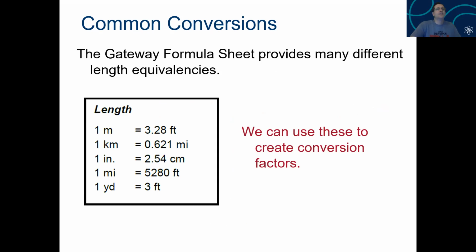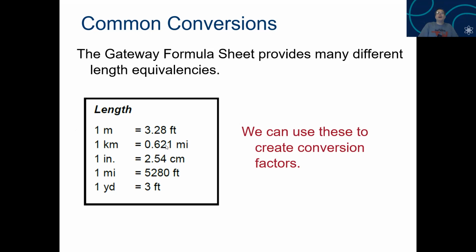So here's some conversions. You should know that 1 meter is about a yard, 3.28 feet. A yard is 3 feet. You should know that they're kind of close. You should know that kilometers and miles are kind of similar, but miles are longer than kilometers. 100 kilometers is about 62 miles.